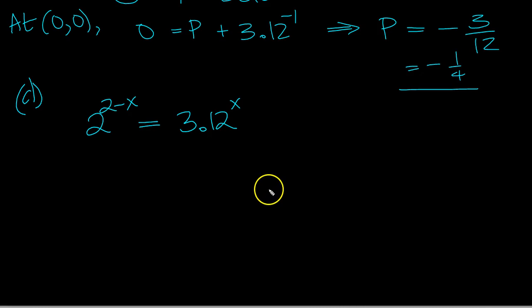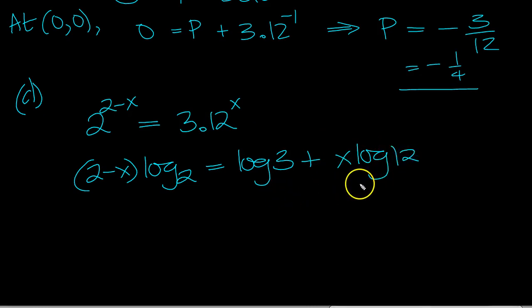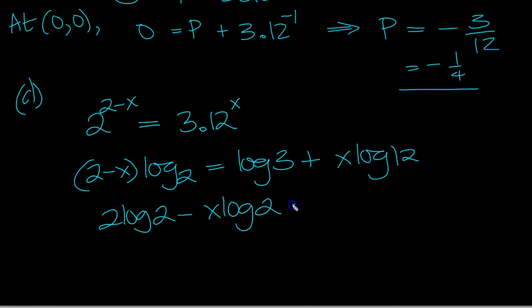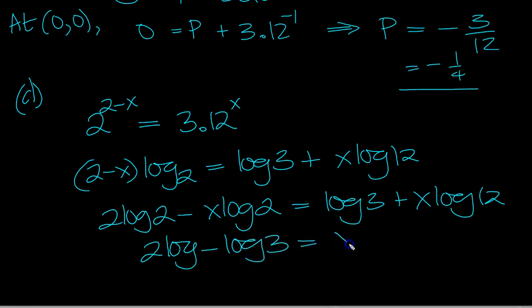Okay, so what we're going to do here, we could take logs and get everything down on ground level. 2 minus X log 2 is equal to log 3 plus another log, but this can be written as X log 12. So what have we got here then? We've got 2 log 2 minus X log 2 is equal to log 3 plus X log 12. So move this X to be with that X and move this over to be with this. 2 log 2 minus log 3 is equal to X, move that over, and then you'll have log 2 plus log 12.